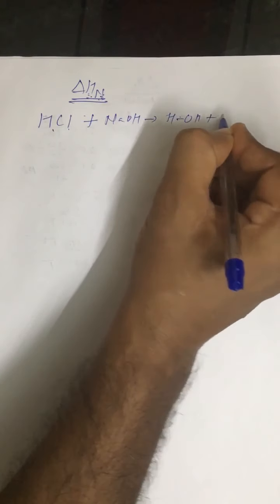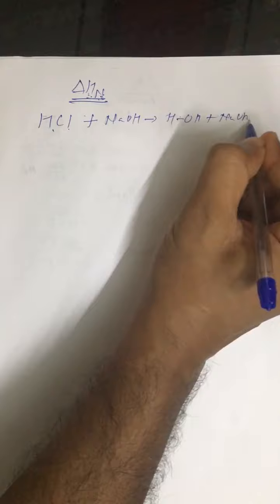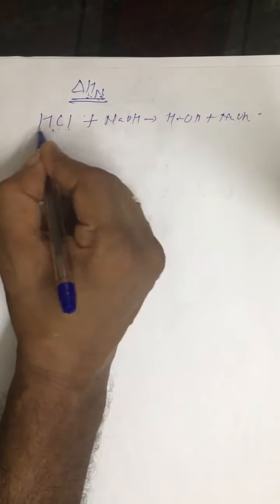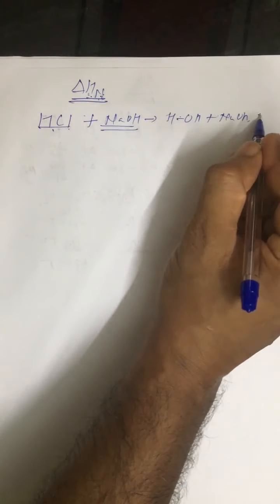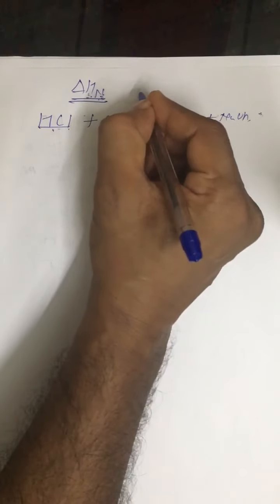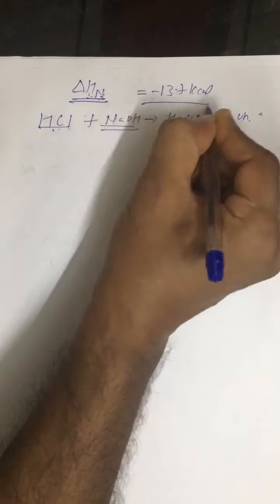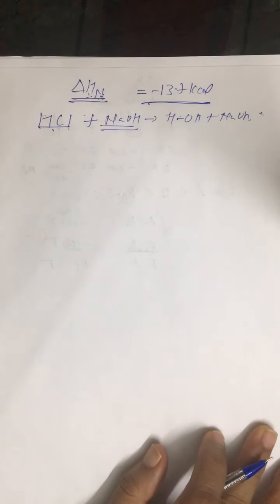All right, and the heat released is called heat of neutralization, and for strong acids and strong bases this value is always constant, which is minus 13.7 kilocalories or around minus 57.1 kilojoules. The approximate conversion factor is 1 calorie equal to 4.184 joules.